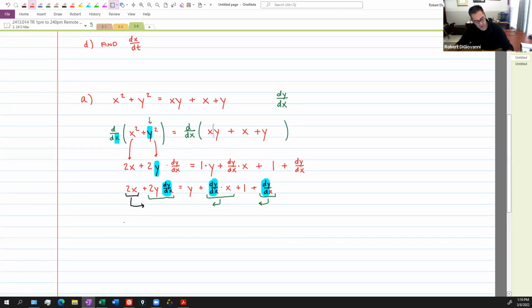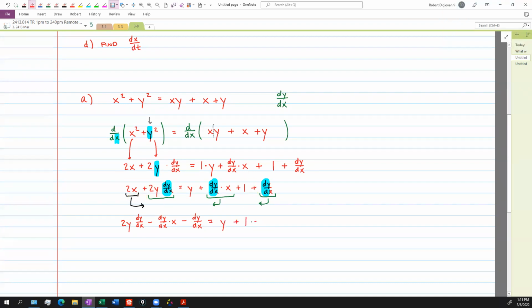So my next line should be the 2y dy dx. That was this one. I'm bringing this one over. When it has a plus in front of it, when I bring it to the other side, it becomes minus dy dx times x. And then I'm bringing this one over and it has a plus, so I'm going to subtract dy dx. And then equals, and on the right side, I had a y and I had a 1. So y plus 1. And then I brought the 2x to the right side, which makes it negative 2x. Any questions?